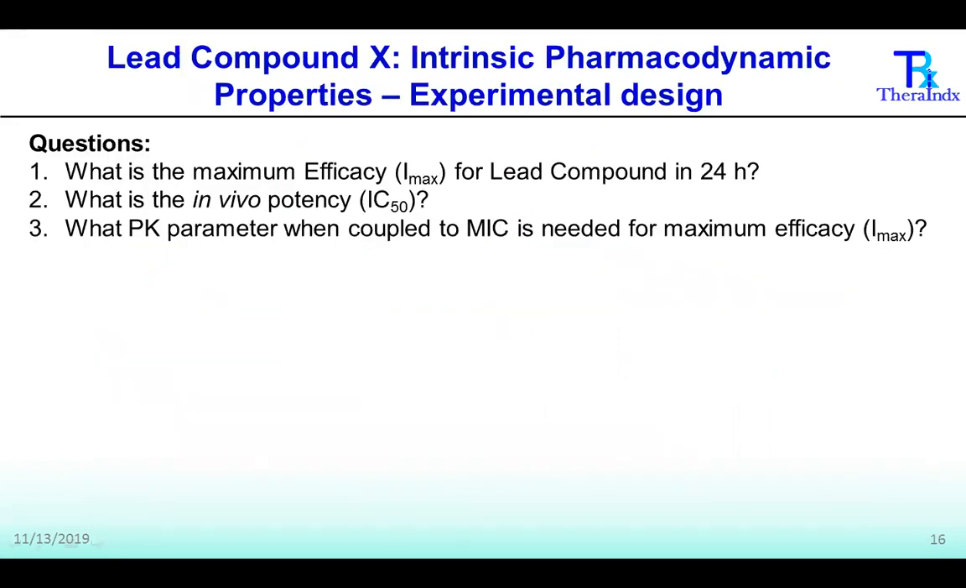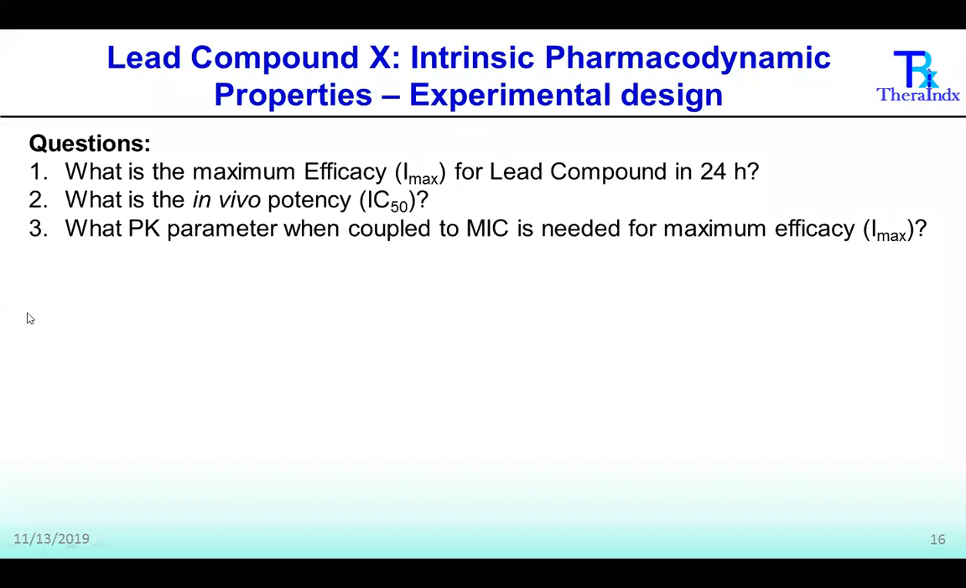That brings us to another important point. What are the intrinsic pharmacodynamic properties of the compound? The key questions are, what is the maximum efficacy? Here's Imax for the lead compound in 24 hours. What is its in vivo potency in terms of IC50? Up to now, we have seen that it's potent in vitro, but what is its potency in vivo?